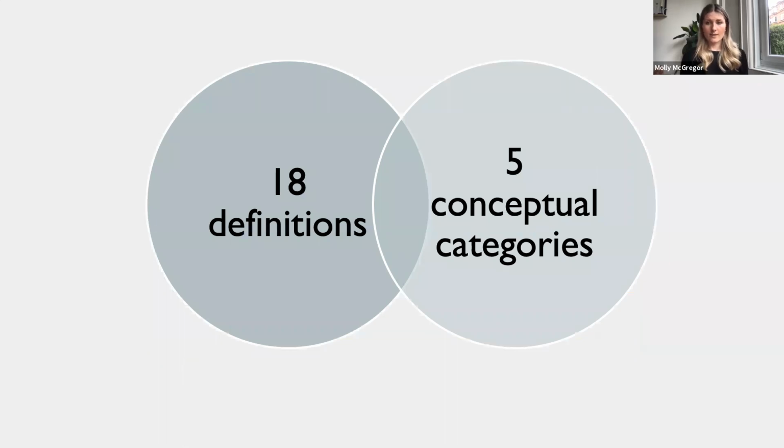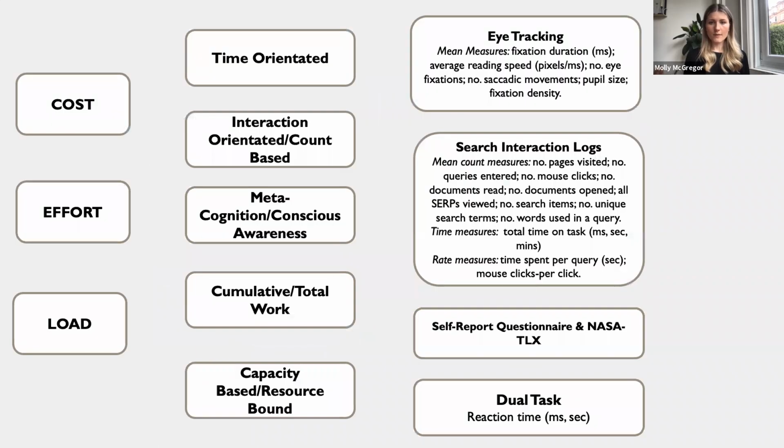So the individual elements of each definition were then thematically separated, categorised and quantified, which resulted in the emergence of 5 conceptual categories. And you can see these categories in the middle part of this diagram. So the two main categories which emerged from the cost definition was cost as being time orientated, relating to the time spent during the user system interaction, and interaction orientated count based, so the number of actions occurring between the user and the system. 3 categories emerged from the effort definitions.